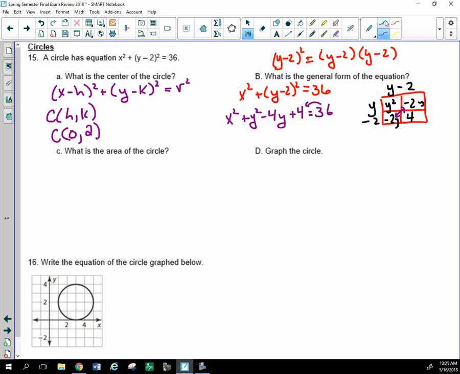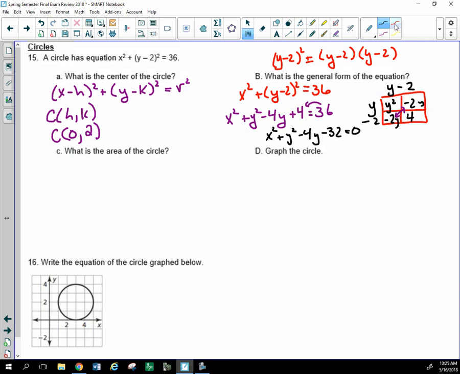And so my final equation is going to be x squared plus y squared minus 4y. Subtracting 36 from 4 gives me -32 equals 0, and I believe that is the general form of the equation.